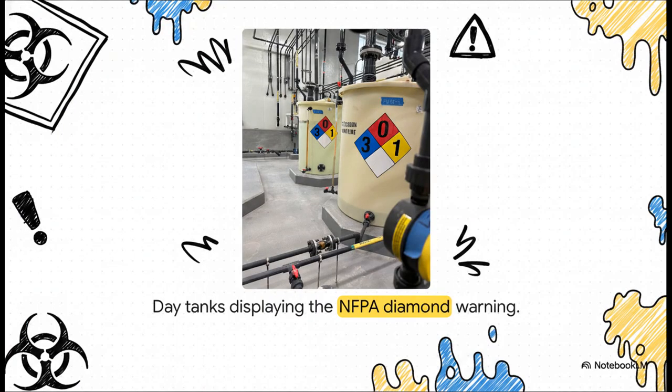From that massive primary tank, the chemical transfers over to these specific day tanks, labeled pH.DT-1. And notice that prominent 301 NFPA diamond right on the side. Every single time you approach these day tanks to check levels or perform maintenance, that diamond is staring right back at you, reminding you of the extreme health hazards inside.